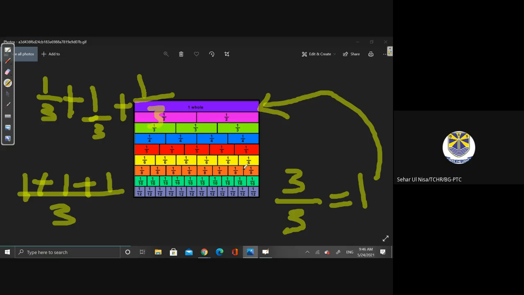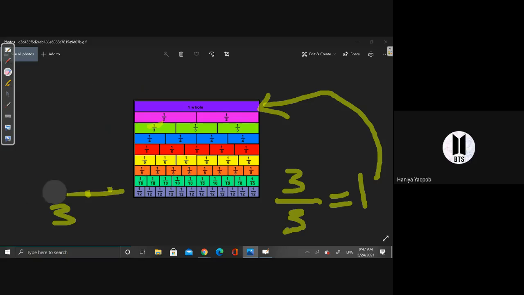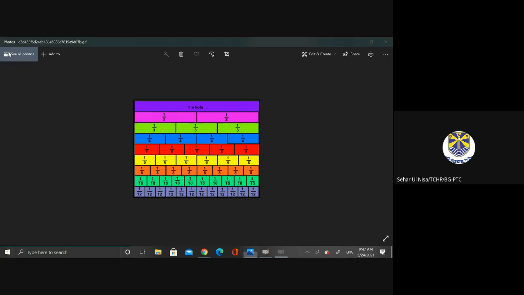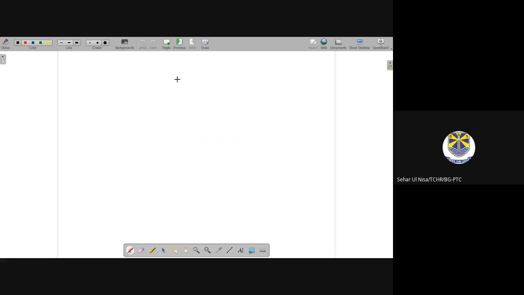For example, you have a pizza and there are seven members. So in how many pieces will you divide a whole pizza? Seven parts. Very good. So in this way, everybody is getting one part of the whole. So the whole pizza, let's take an example over here. This is a whole pizza and there are seven people.